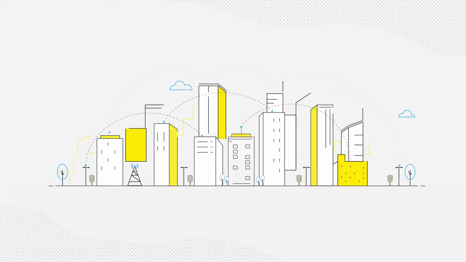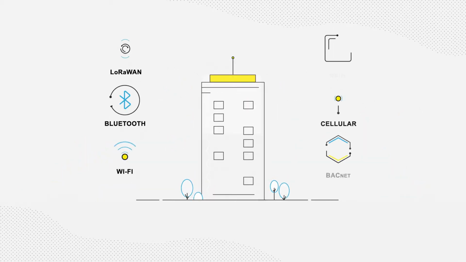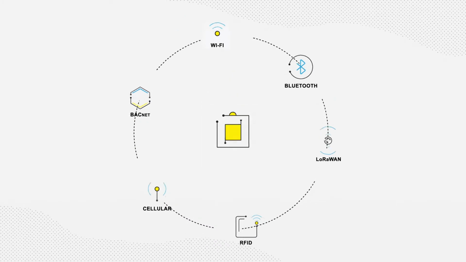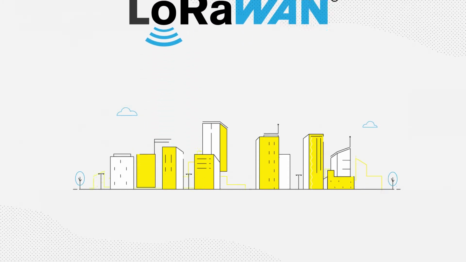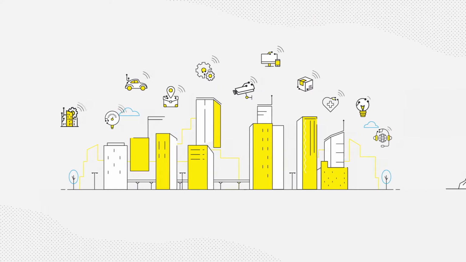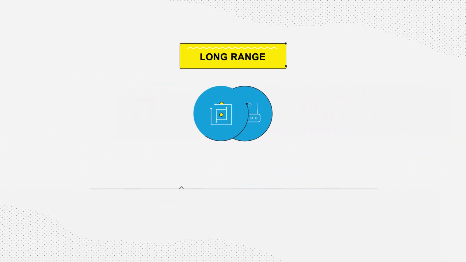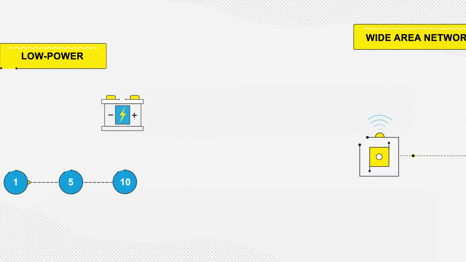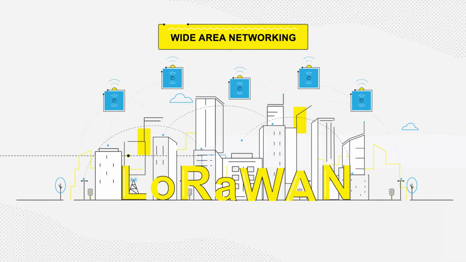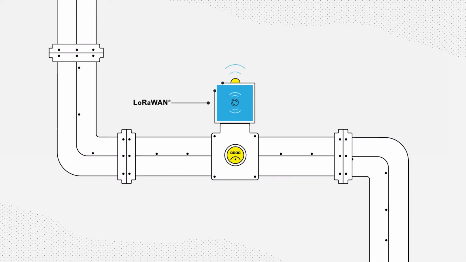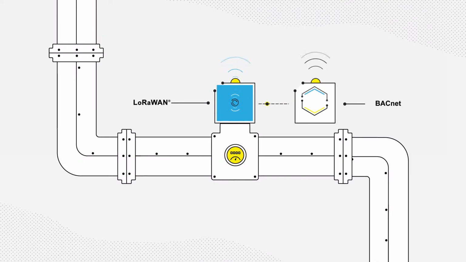There are so many ways to create connected solutions that choosing the right networking technology can be challenging. LoRaWAN is the leading LPWAN for scaled Internet of Things connections that offers long range, low power, wide area networking. LoRaWAN works on its own or complements the multi-technology needs of a deployment.